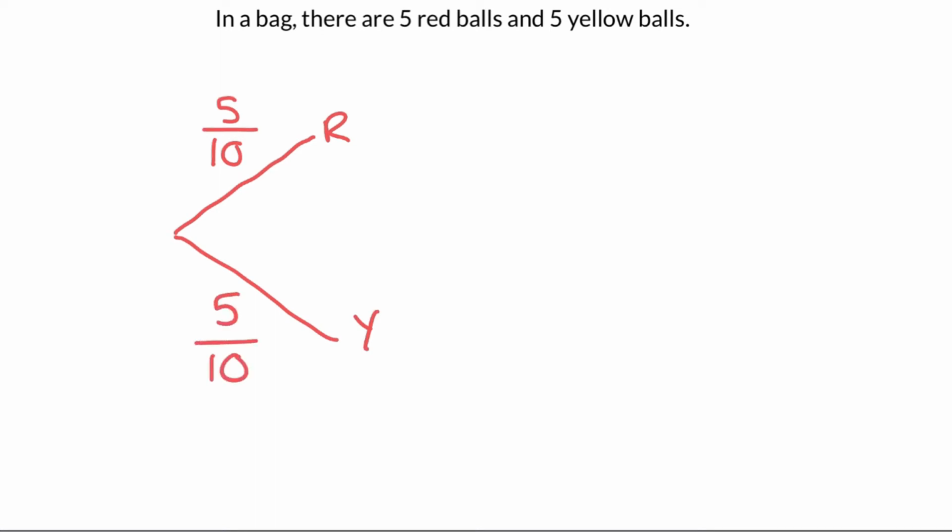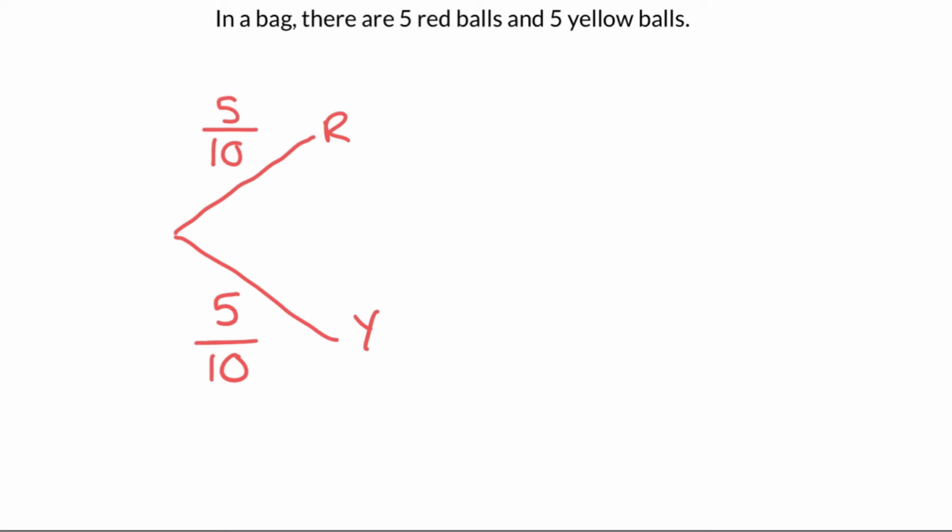If we were to have a second event, if we took another ball out of the bag, we can extend the branches of the tree. So the key here is that we're not replacing the first ball that we took. So the second probabilities of taking another ball are going to change because there's now less balls in the bag.